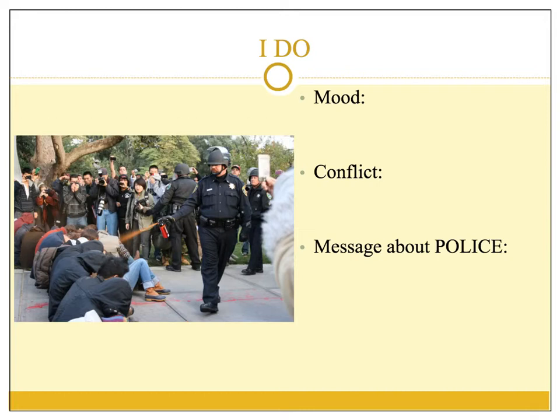Okay, so the first step is that I identify the mood of this picture. When I look at this picture, I feel kind of frustrated and angry that the police would spray these seemingly innocent people with tear gas or something, pepper spray, something that's harming them. And that makes me feel overall indignant. That's the word that kind of sums up how I feel. And indignant means a feeling of anger because of unfair treatment.